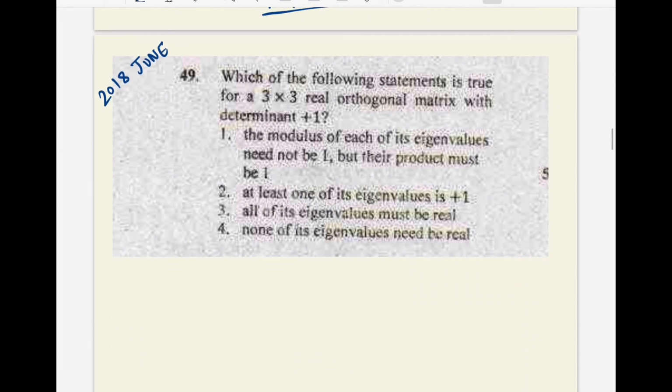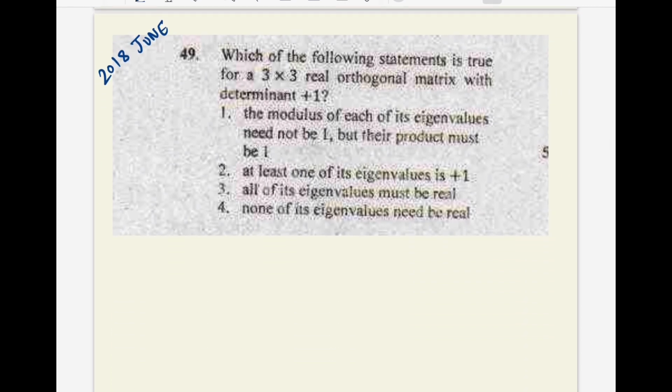Now another question is from 2018 June. Which of the following statements is true for a 3 cross 3 real orthogonal matrix with determinant +1? For the first option, the modulus of each of its eigenvalues need not be 1, but the product must be 1. The determinant is, as we have already told, the product of eigenvalues, and it is given to be 1.